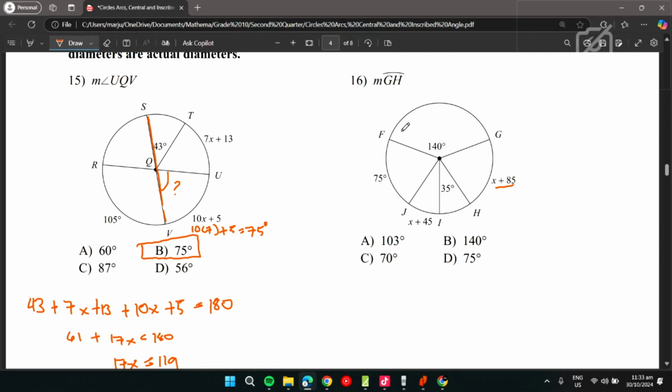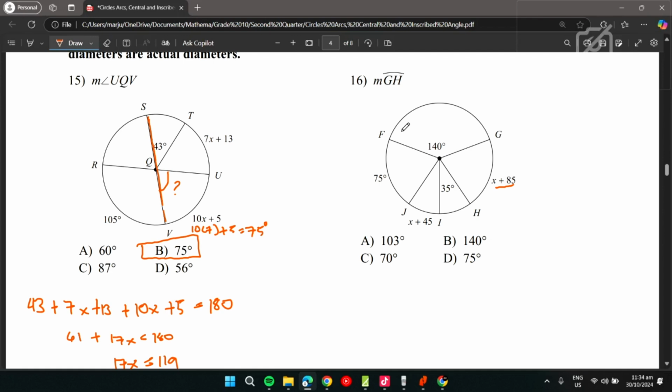D ang sagot. Alright, D. Anong D? 75. Alright? 75 degrees pa rin. What about the others? D. Si Monique, hindi siya sure. Alright, try natin if that is really D.